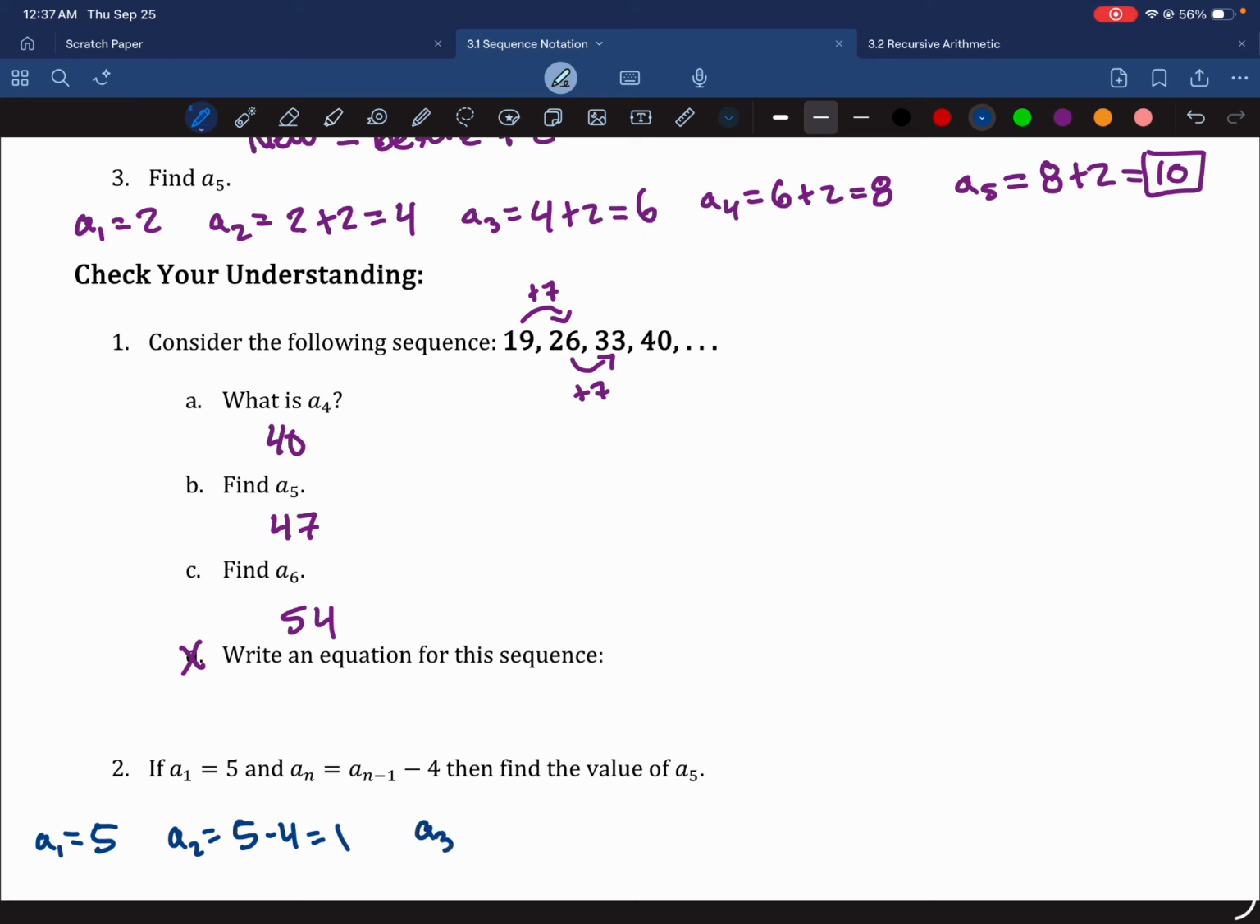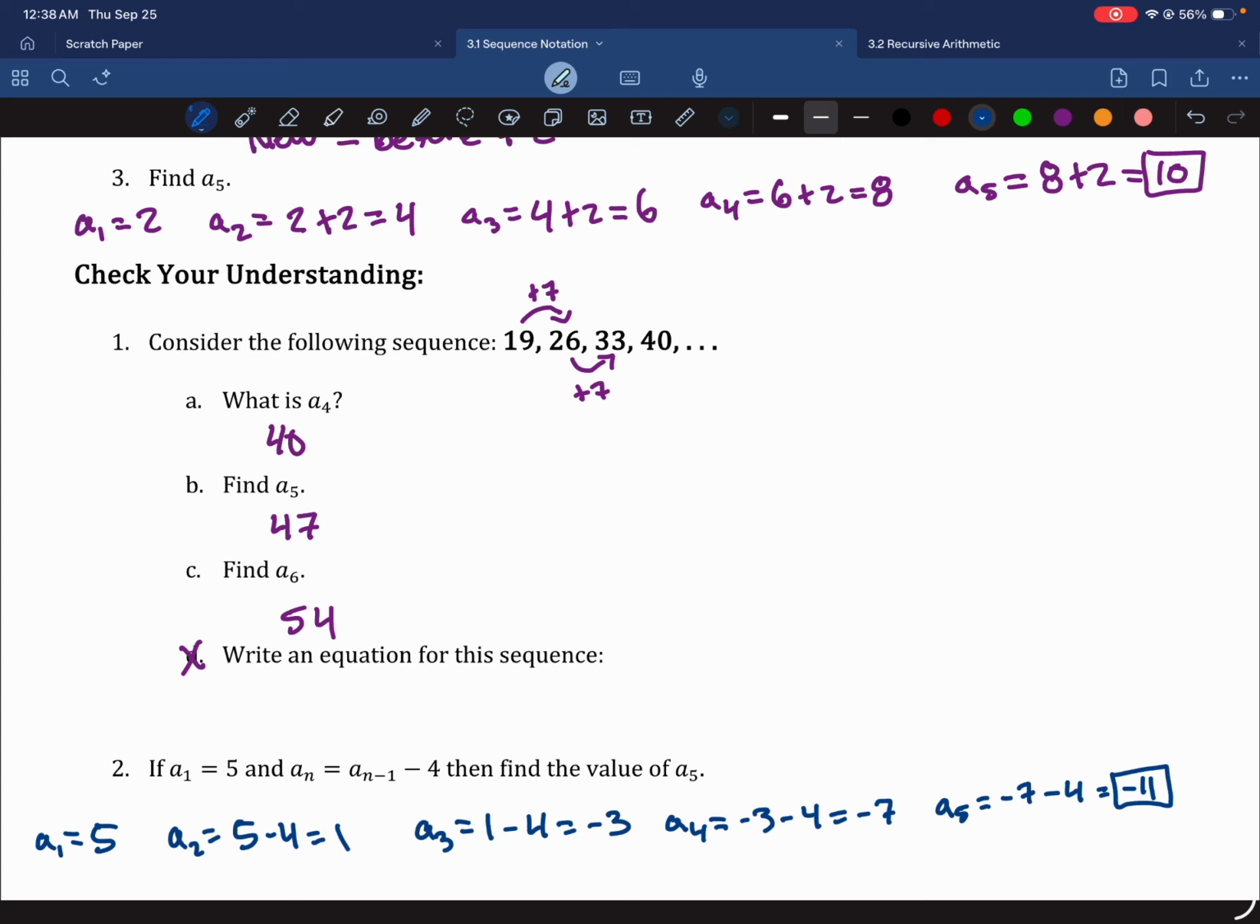A sub 3 is the before term, 1 minus 4. So a sub 3 is negative 3. A sub 4 is the before term, so negative 3 minus 4. So a sub 4 is negative 7. And finally, a sub 5, it's the before term, so negative 7 minus 4, which is negative 11. So negative 11 is a sub 5.